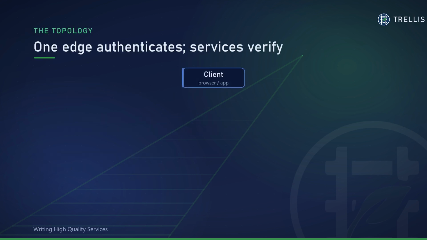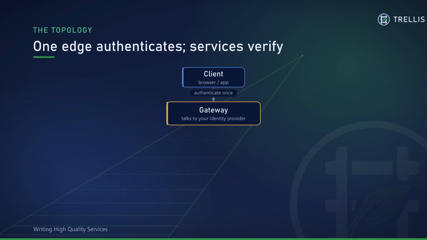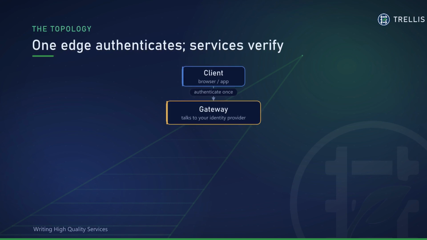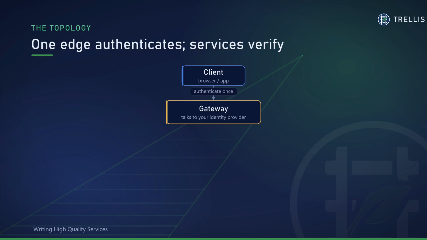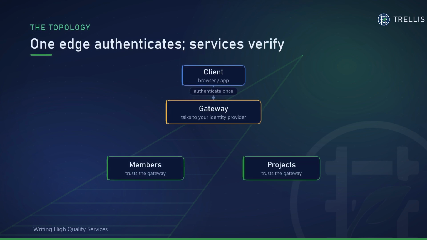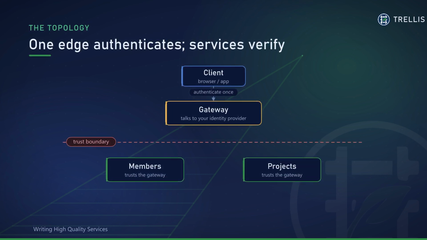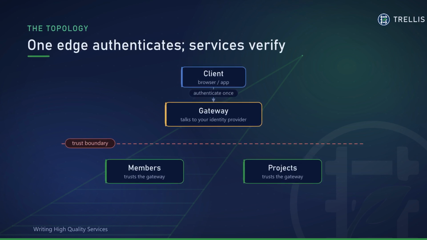Let's make it concrete. Here's our project tracker, split into services. I'll show it with Trellis, but the shape is universal. At the edge sits a gateway. It's the one place that talks to your real identity provider and authenticates the user. Behind it, 2 services, members and projects. The trust boundary is right there, between the gateway and each service.